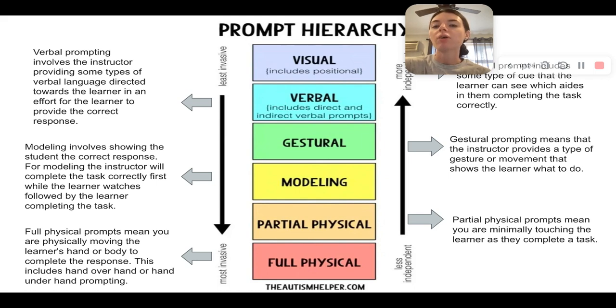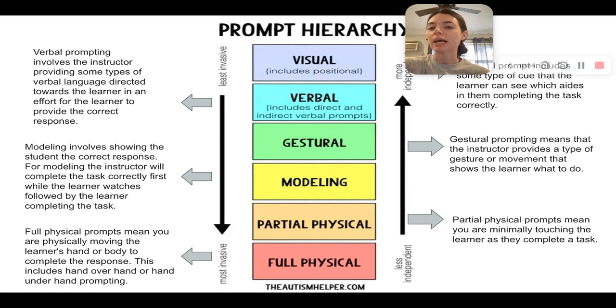Verbal prompt involves the instructor providing some type of verbal language directed towards the learner in an effort for the learner to provide the correct response. An example would be the instructor saying, "This is a dog. What is it?" The learner would respond, "This is a dog."